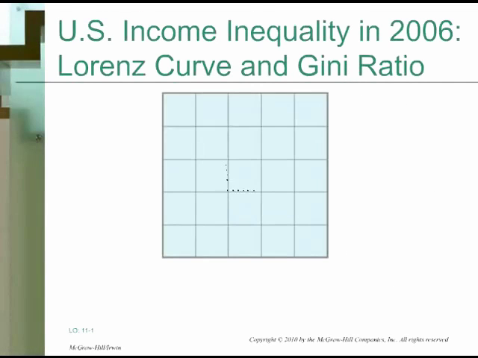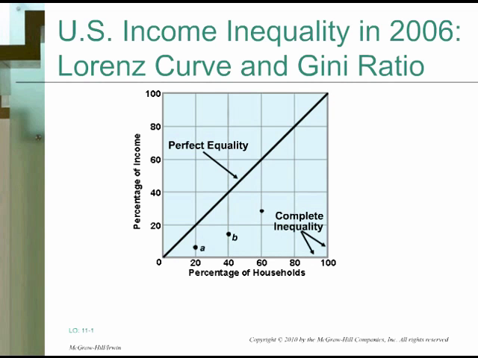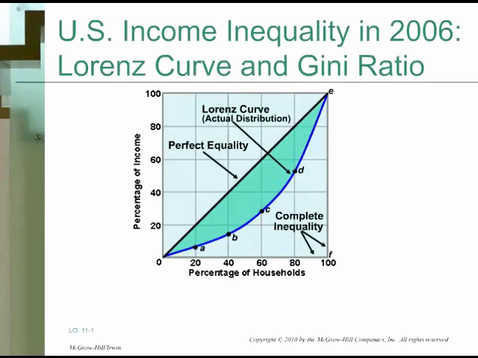We can represent these quintiles on the graph, plotting percentage of households, 20, 40, 60, etc., on the horizontal axis, and the percentage of income each group gets on the vertical axis. Thus, we obtain the Lorenz curve, actual income distribution. We can compare it to the perfect equality, which would be represented by a 45-degree line. The more curved is the Lorenz curve, the more unequal is the income distribution.